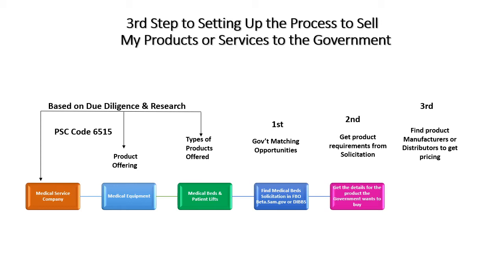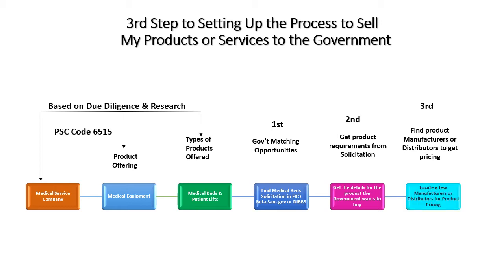Now we get to number 3. We have to find the product manufacturer or distributor for the pricing. In my case, I'm doing products, so I'm looking for a manufacturer or a distributor. If you're doing a service, it's the same thing. It's just that you're looking for a service. Okay, so just keep that in mind, but the process is the same.